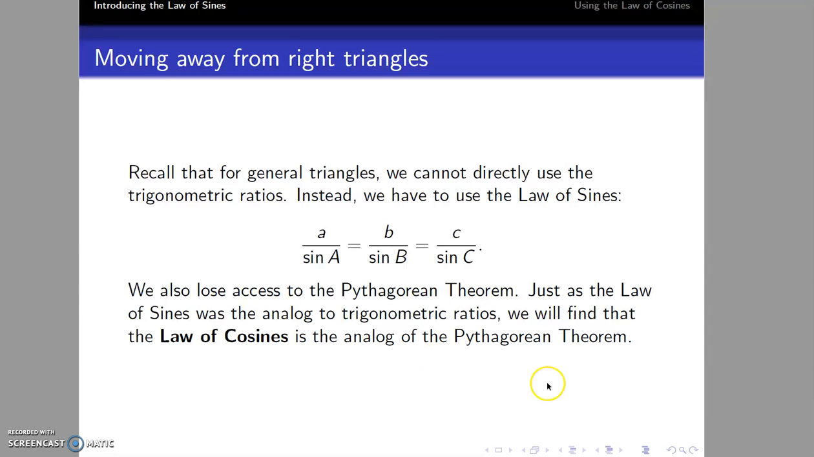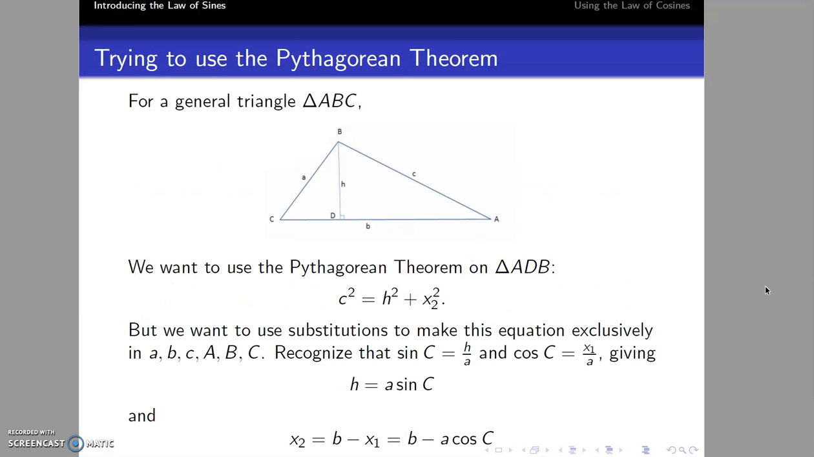But now what I want us to do is figure out how to bring the Pythagorean theorem back into the mix. We lost that too when we lost the rightness of our triangle. But there is still something we can do, and that is force there to be right triangles where there aren't.